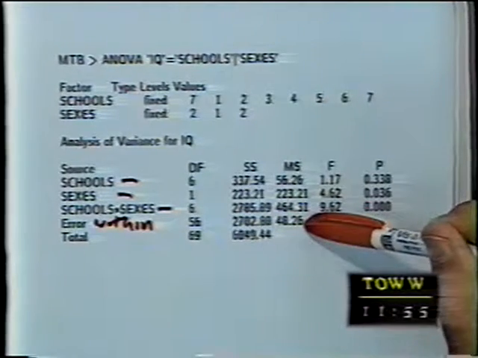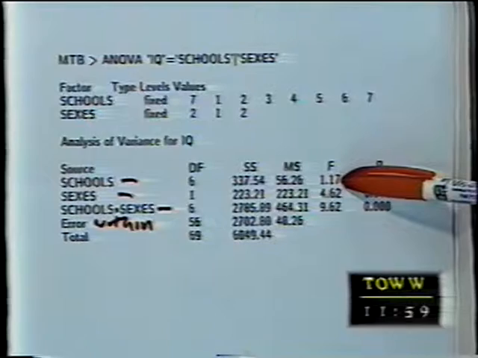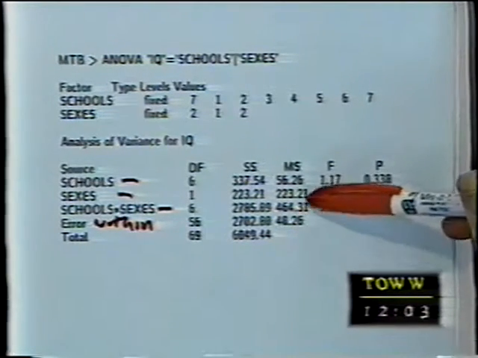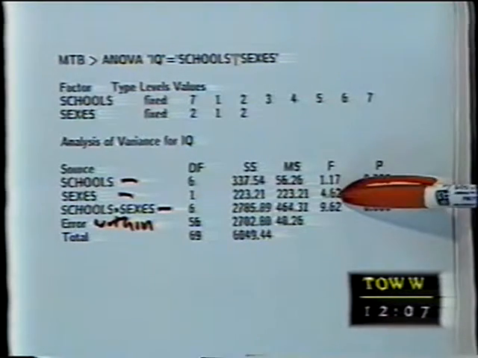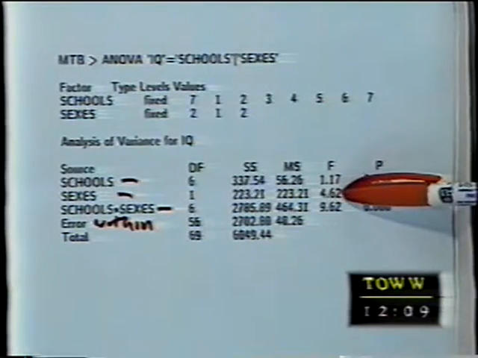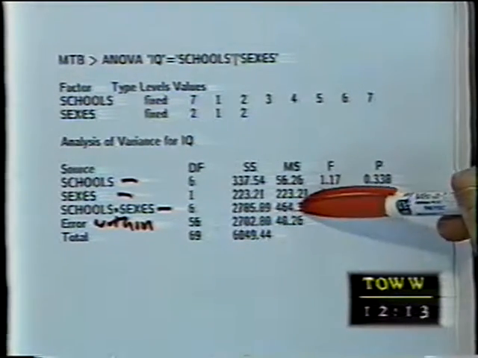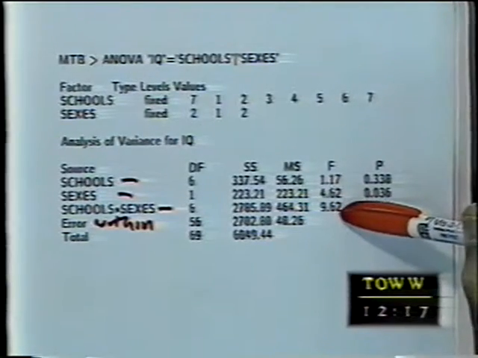The within mean square is 48. The mean square for schools isn't much bigger. It's only 1.17 times as big. The sexes mean square is significantly bigger. Well, it's bigger. It's 4.6 times bigger. And the interaction is tremendous. It's 9.62 times as big. That's very big.